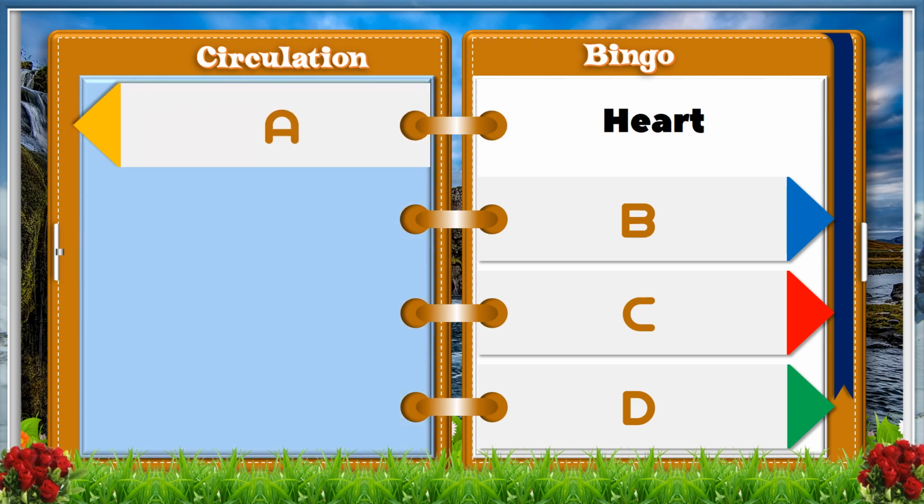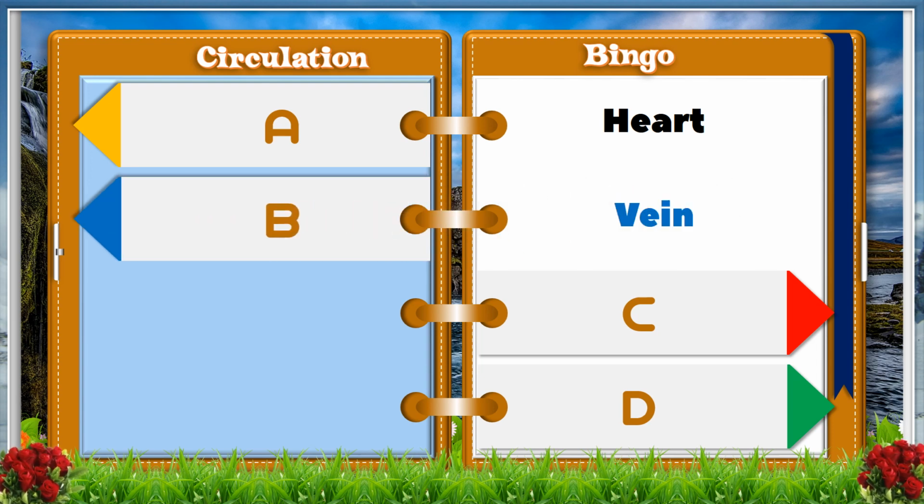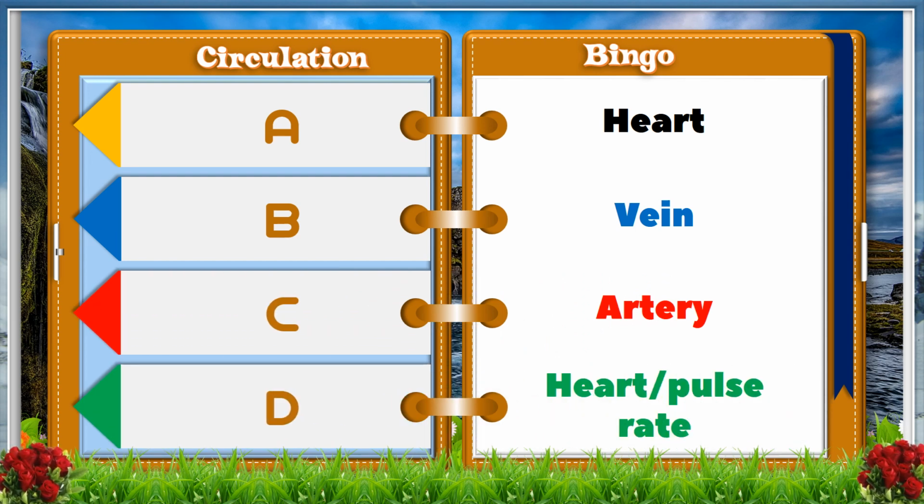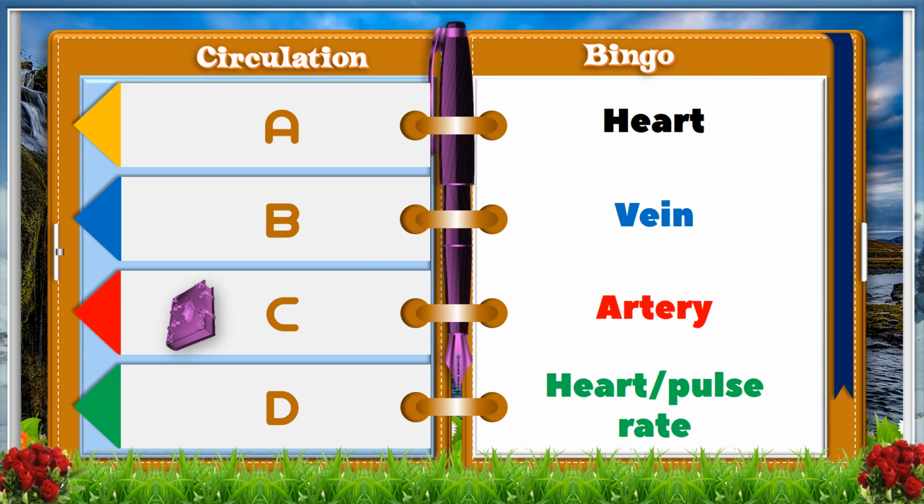A. Heart. B. Vein. C. Artery. D. Heart pulse rate. And the answer is C. Artery.